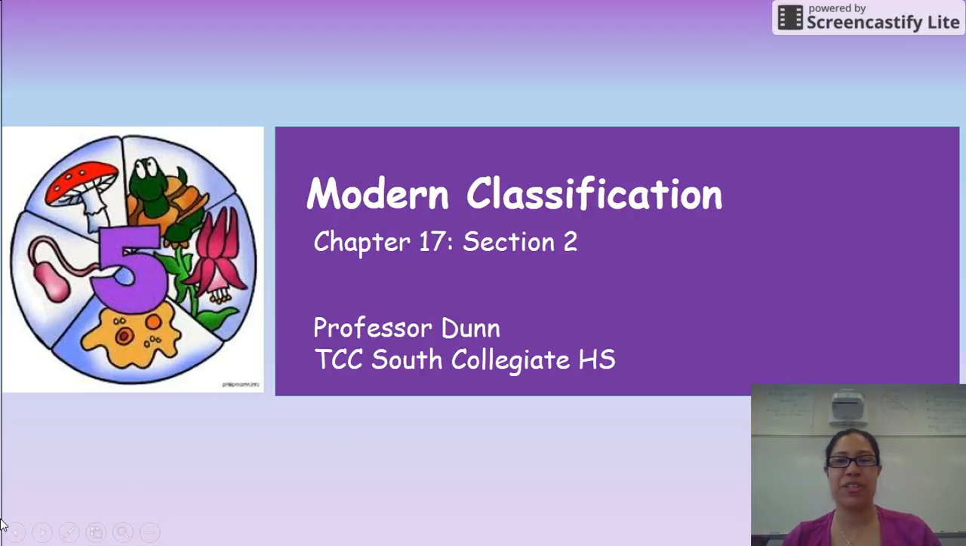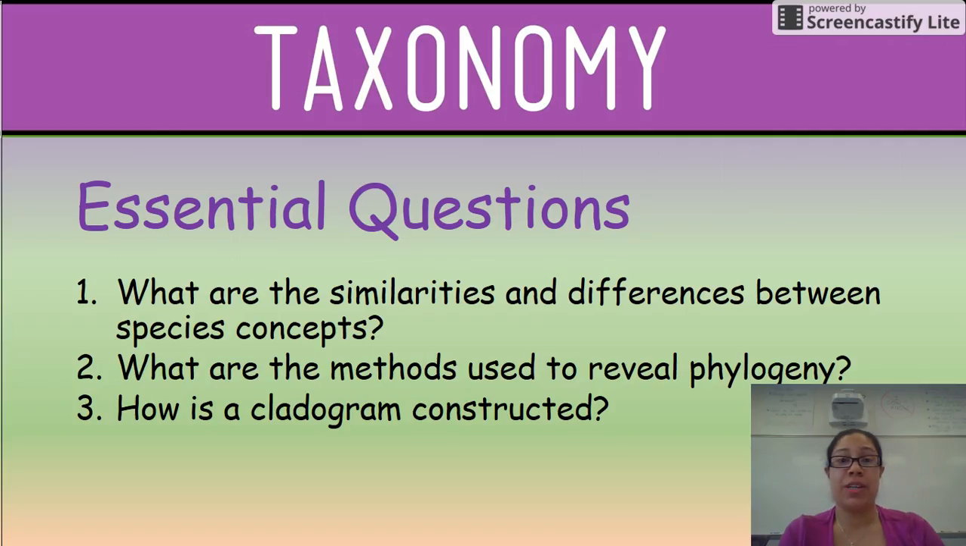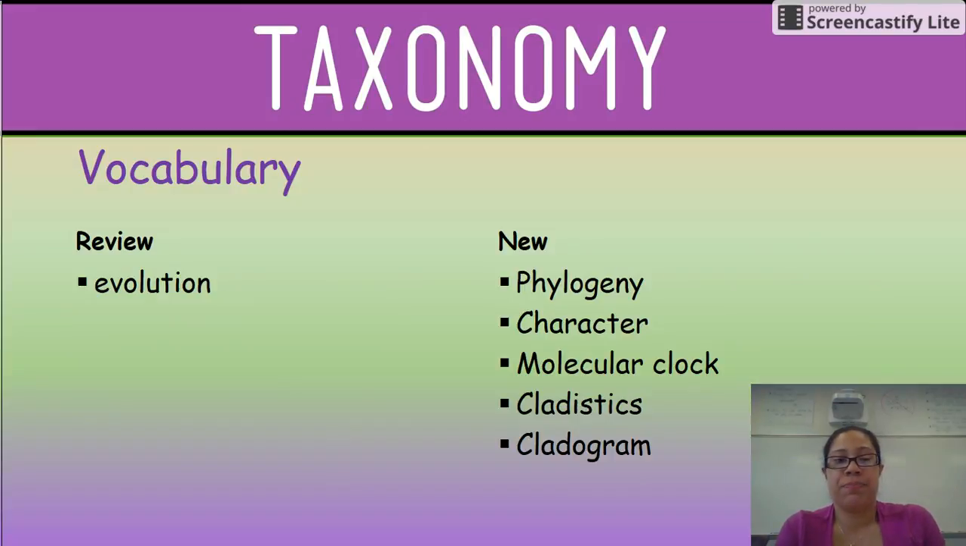Hi class, today we're going to talk about modern classification. We already covered the early classification systems with Linnaeus and Aristotle. We talked about the domains, the kingdoms, the phyla, all the way down to species. All right, so our essential questions for today: what are the similarities and differences between species concepts? What are the methods used to reveal phylogeny, and how is a cladogram constructed?